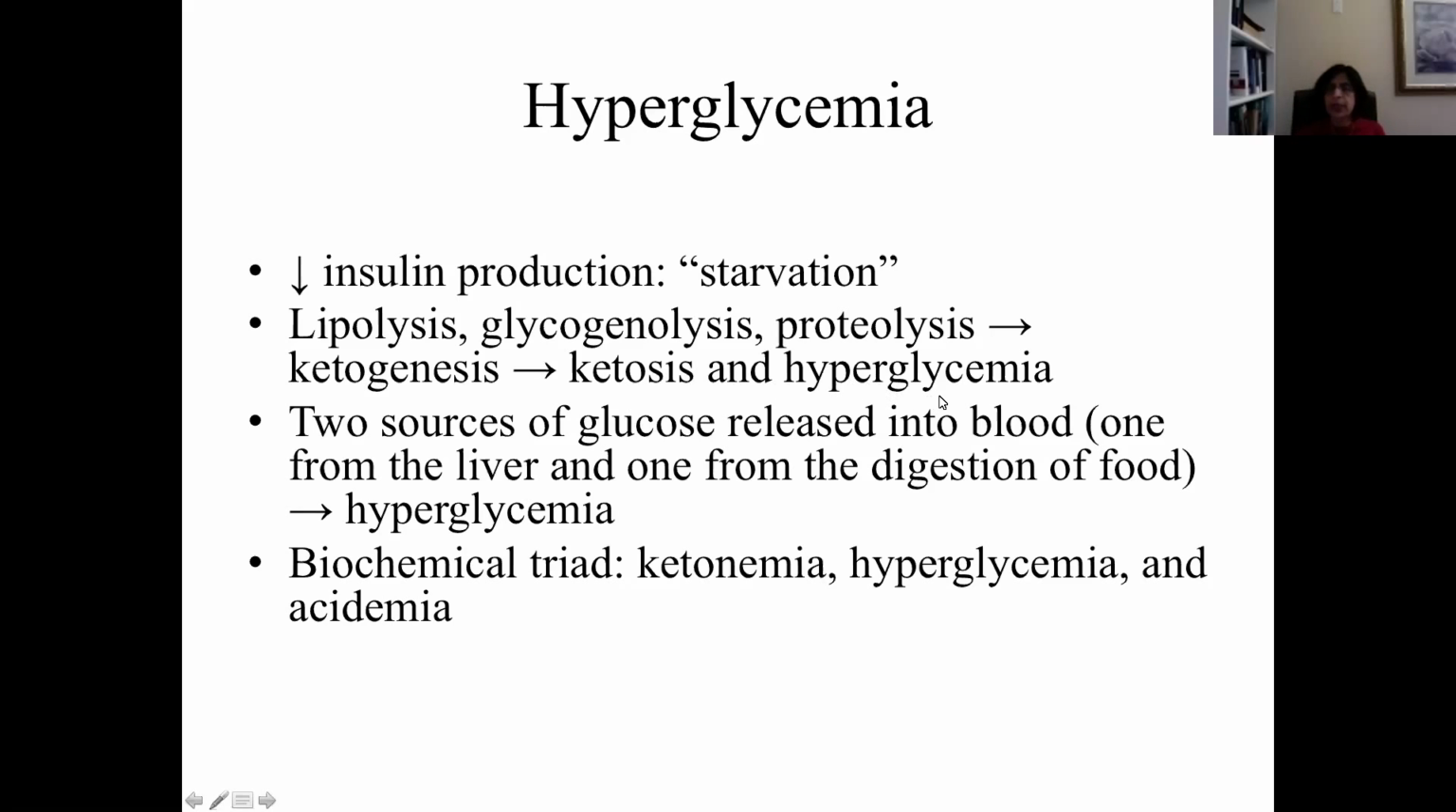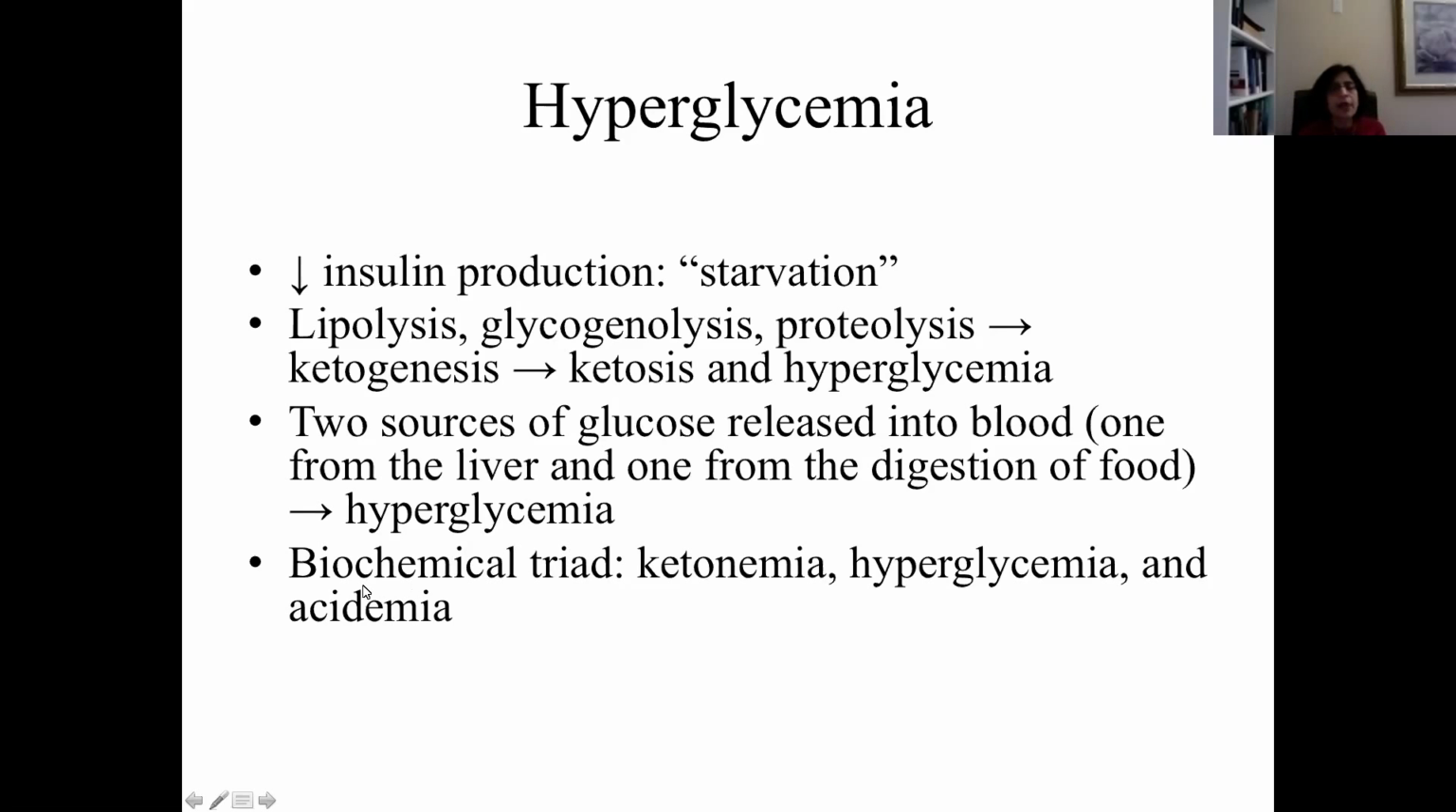You are producing glucose and releasing it into blood. So that is from the liver. So one source is from the liver. And the second source is from the diet. If you're eating food, that is also releasing glucose into blood. So you are loading blood with glucose, and that is going to make us have more than normal levels of glucose. That's what you call hyperglycemia.